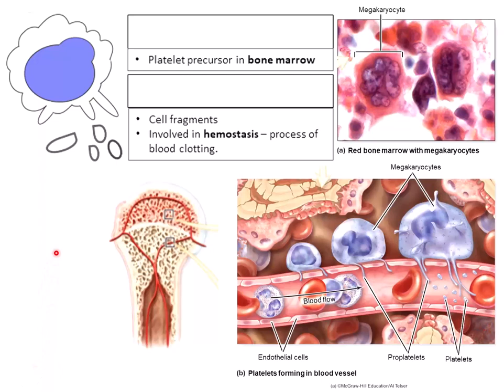Our next cell is going to be the precursor, or the mother or father, of our platelets or our thrombocytes. This next cell we're going to talk about is called mega, because they're mega big, karyo for nucleus, cytes. So this is a megakaryocyte. I gave you this picture. They are an unusual hematopoietic cell. They are going to be in the red bone marrow.